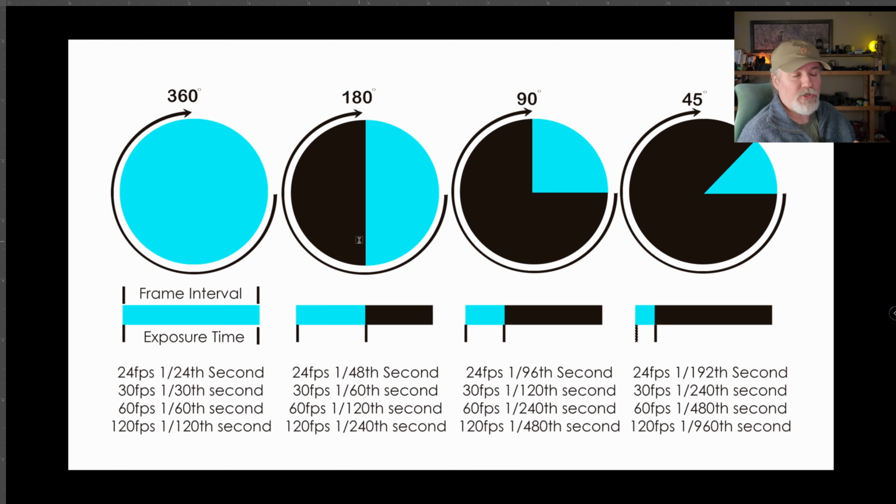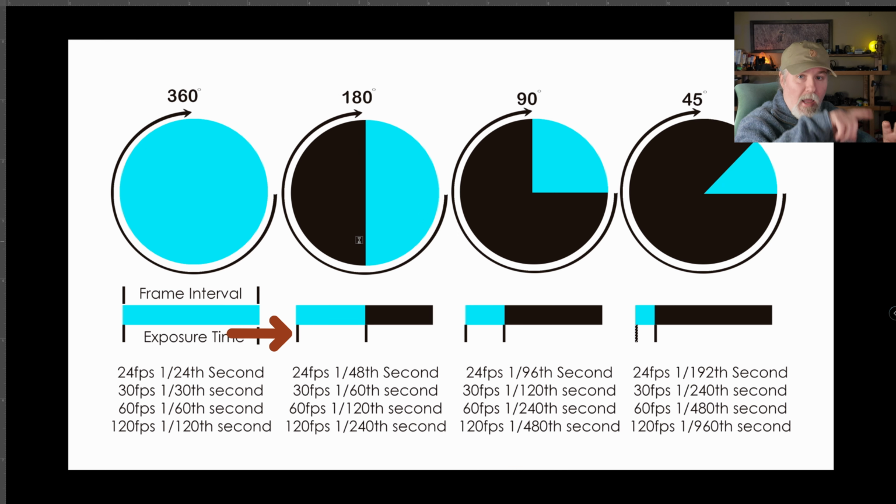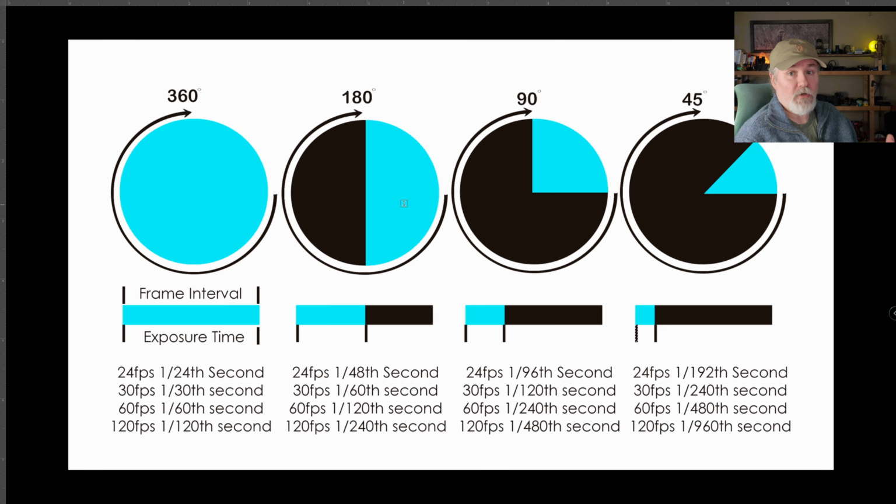So with a 180 degree shutter, you've only got half of the shutter open. So it allows for exposure half of the time. What that means is that with 24 frames per second, the film can only be exposed for 1/48th of a second. With 30 frames per second, 1/60th of a second. So as this shutter is spinning, it's blocking the light for half of the time. And that's referred to as a 180 degree shutter angle. So you can see 60 frames per second is 1/120th, 120 frames per second, 1/240th.